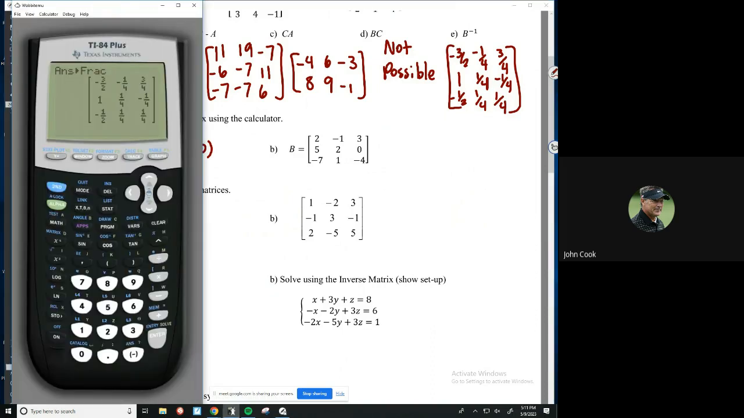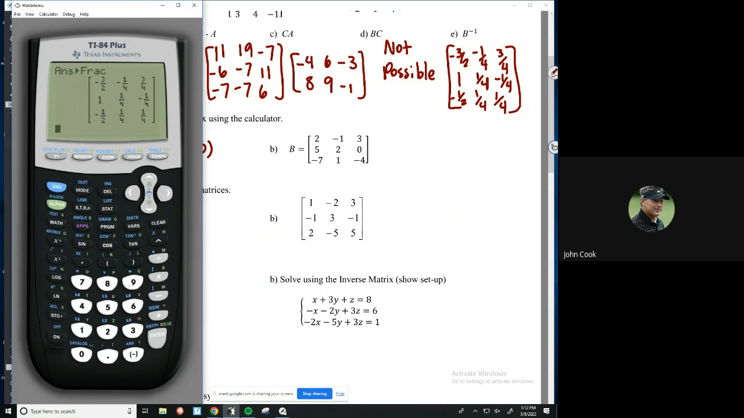So matrix B, so you enter it in. And it doesn't matter what matrix you use. I'll just use the B because, I don't know, for typing purposes, maybe it's a little bit faster to do it this way. But you can call it matrix A. It doesn't matter. -1, 3, and then 5, and 2, and 0, and then -7, and 1, and -4.